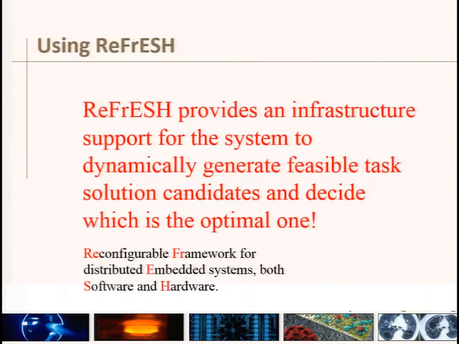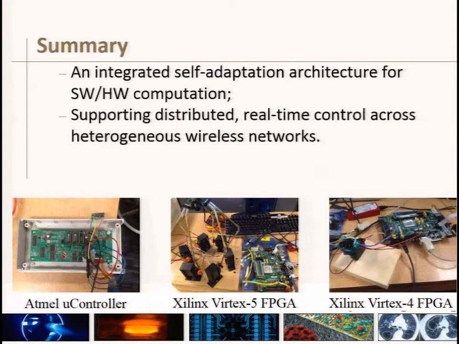So in such unanticipated situations, in order to let the robot team accomplish a task successfully, we should let our system self-adapt. So ReFRESH aims to provide infrastructure support for the system to dynamically generate feasible task solution candidates and decide which is the optimal one. In summary, ReFRESH is an integrated self-adaptation architecture, and it also supports heterogeneous wireless networks. Thank you.